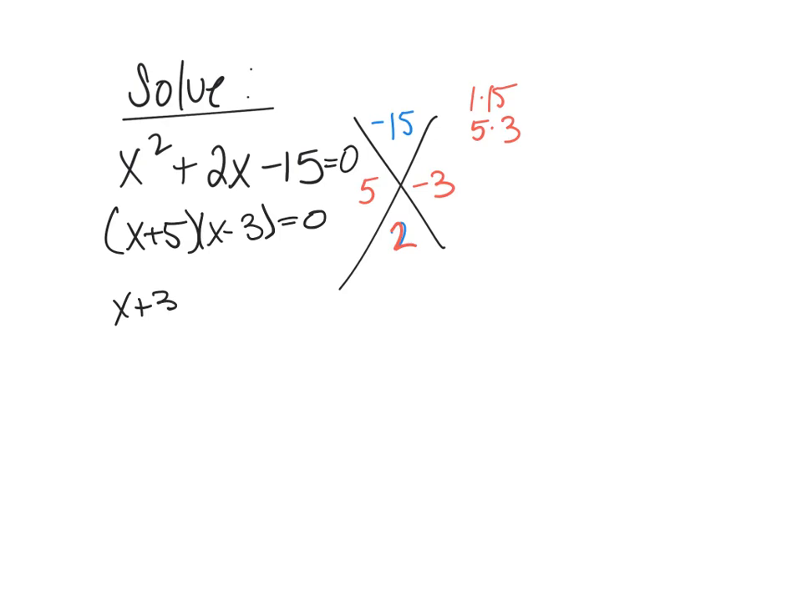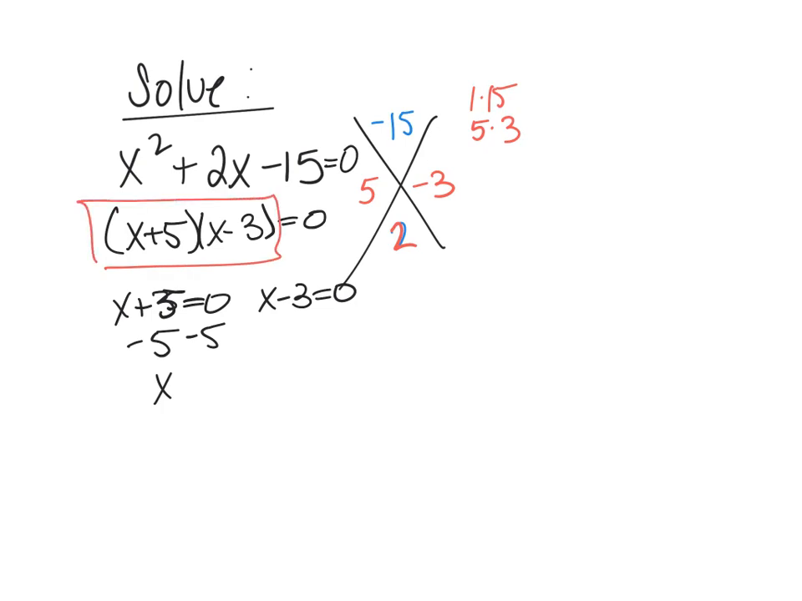And I can set each parentheses equal to 0 to solve it. I'm just going that one extra step when it says solve. When it says factor, my answer is just the factors. When it says solve, I need to say what x equals. x equals negative 5 and x equals 3.